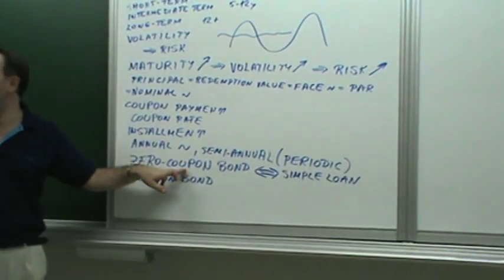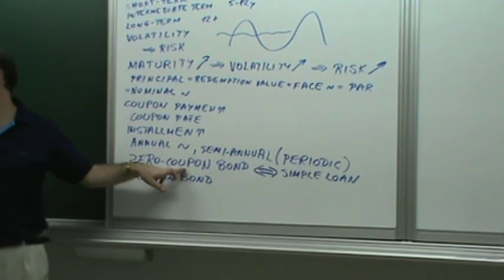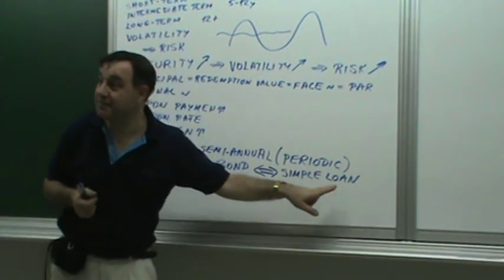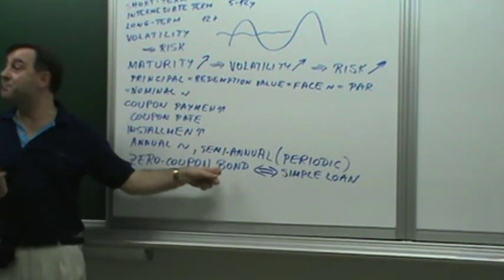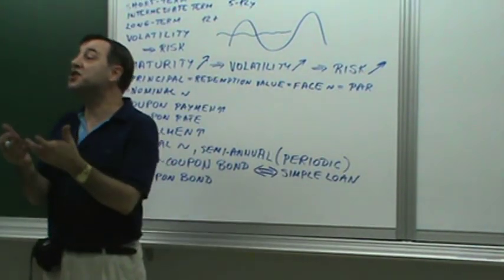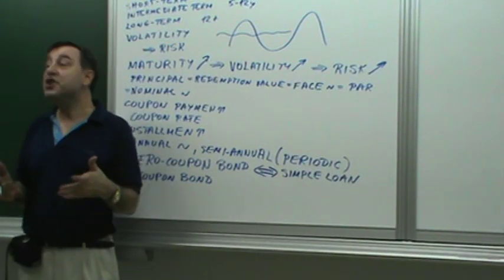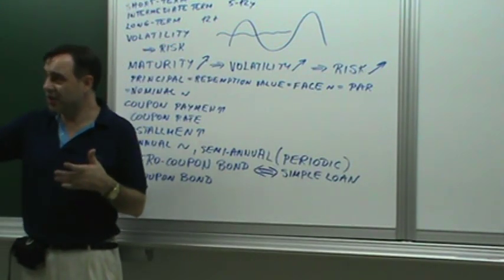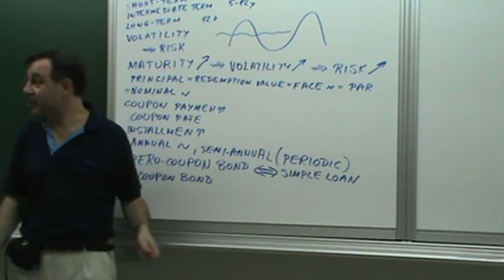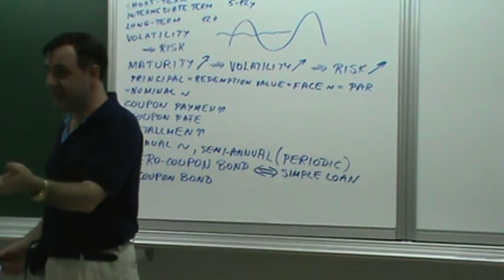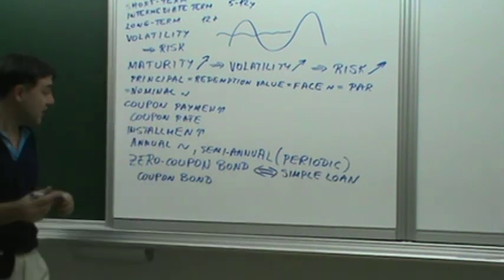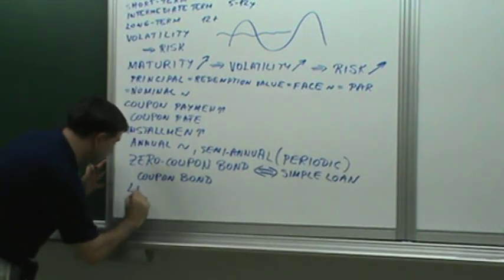Well, in terms of bonds, the equivalent is a zero coupon bond. Now, what's the difference between a simple loan and a bond? Well, the bond is actually a security. And the bond will actually be traded on a bond market. So the bond will actually have a price and it will have a liquidity.